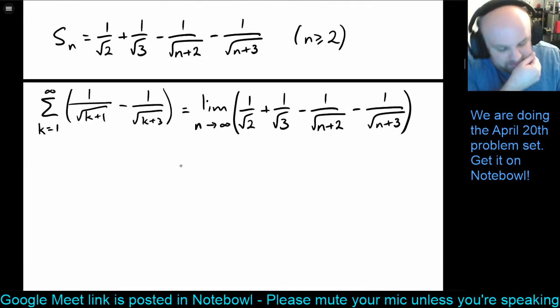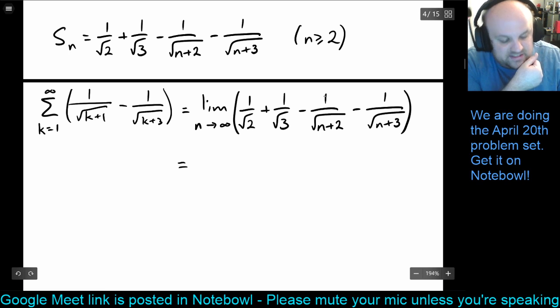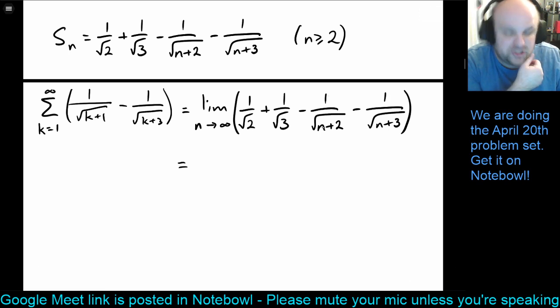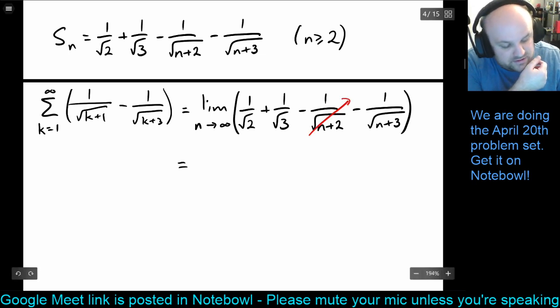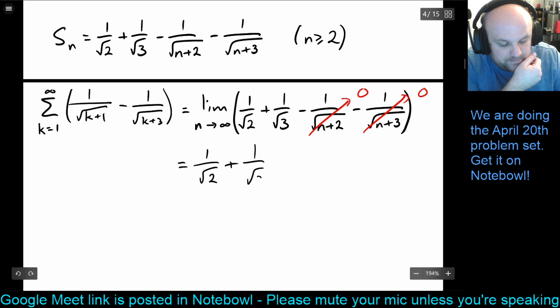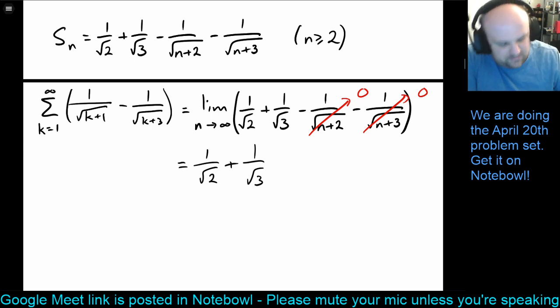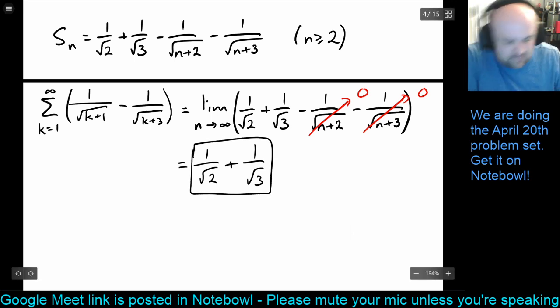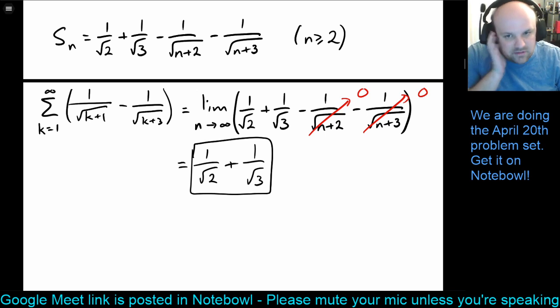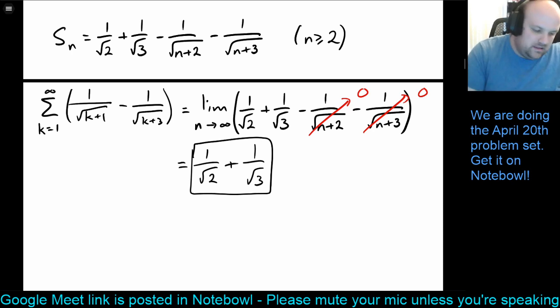Now, if you look at this limit here, what's going to happen is this has a constant on top and a function on bottom that's getting larger and larger. So both of these go to 0. So that tells us that the answer is 1 over root 2 plus 1 over root 3. And you can simplify that if you want. I don't think there's too much value in doing so. All right, now the stuff's going to get a bit easier than these ones here.